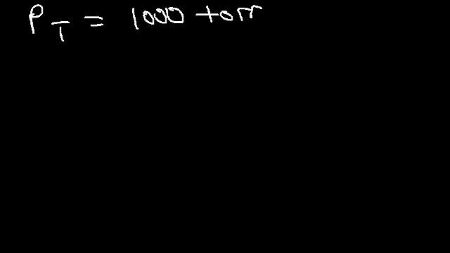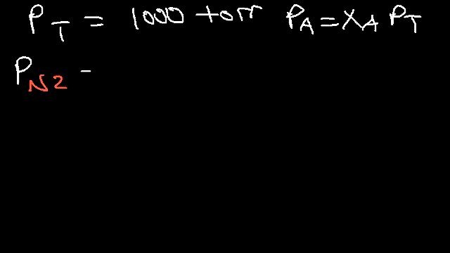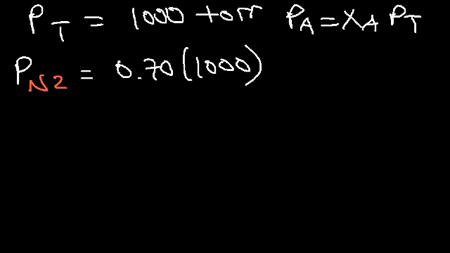So now let's say the total pressure of the gas is 1,000 torr. 1,000 is a nice number. Let's calculate the partial pressure of each gas. Now keep in mind, the partial pressure is the mole fraction times the total pressure. So the partial pressure for nitrogen gas is the mole fraction of N2, which is 0.70 times 1,000. So basically it's 70% of the total pressure. 70% of 1,000 is 700. So that's going to be the partial pressure of N2.